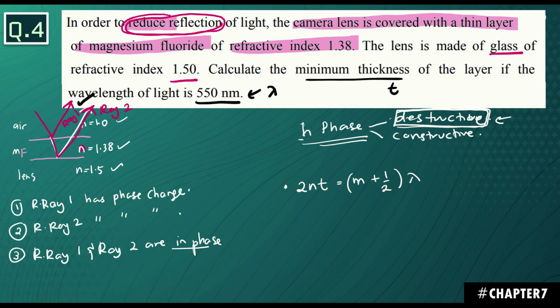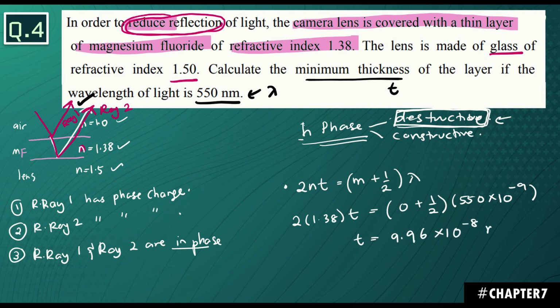So we do the substitution. Minimum thickness means our order is minimum, m equals 0. So 2n is for magnesium fluoride, t equals 0 plus half, times 5 times 10 to the minus 9. So your thickness is supposed to be 9.96 times 10 to the minus 8 meter.